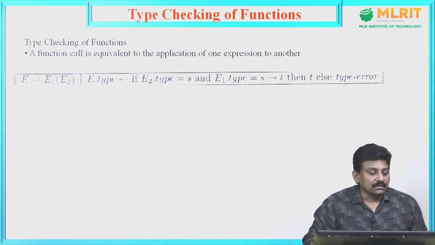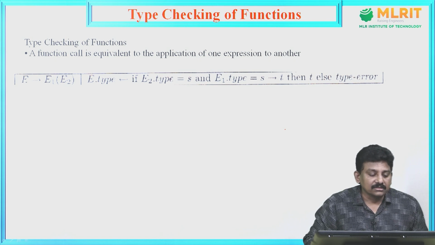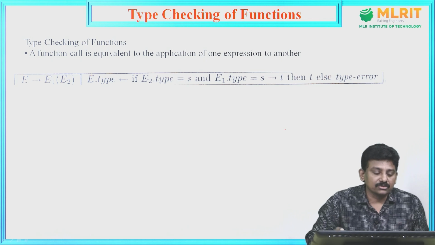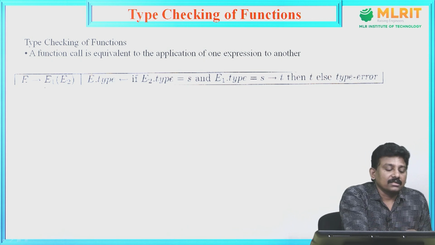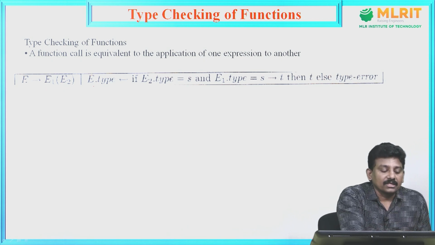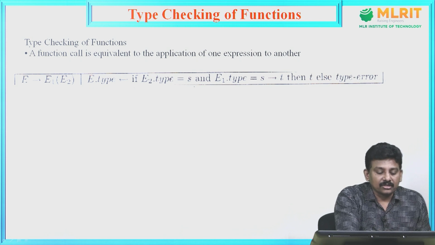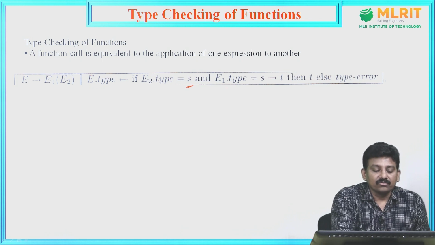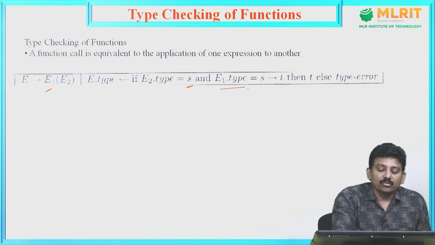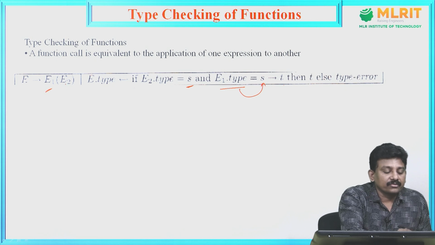Next, type checking of function. A function call is equivalent to the application of one expression to another. Here e derives e1 of e2. E.type is: if e2.type is s and e1.type is s to t. Here for e1 the domain is s. The domain is from e2. E1 domain is from e2 only.